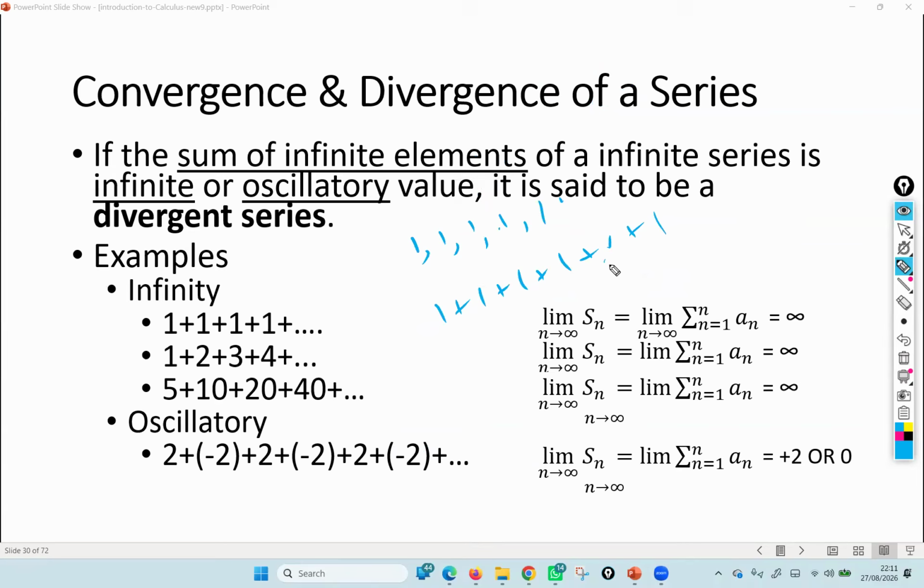So a lot of series are divergent. Most of the time when you look at a series, it's divergent. Sometimes you may feel like every series must be divergent.